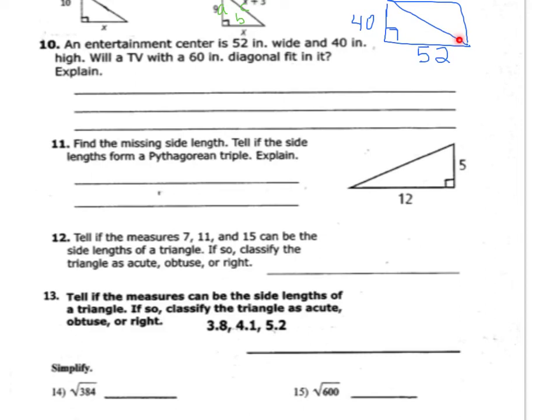So what you need to do is just do 40 squared plus 52 squared, and that is equal to C. What is 40 squared? Plus 52 squared. Go ahead and get that with the calculator. 40 squared plus 52 squared gives you 4,340.